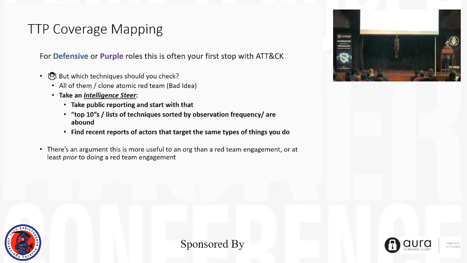Okay, so what are some good uses of ATT&CK? The question of coverage mapping is what can I see right now? So which techniques should you check? All of them would be a bad idea. Take an intelligence steer. So take public reporting if you want and start with that.